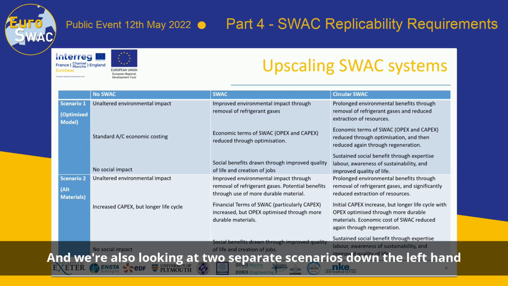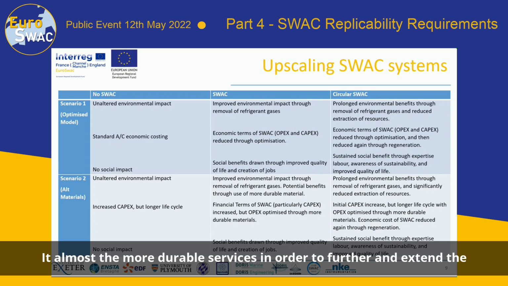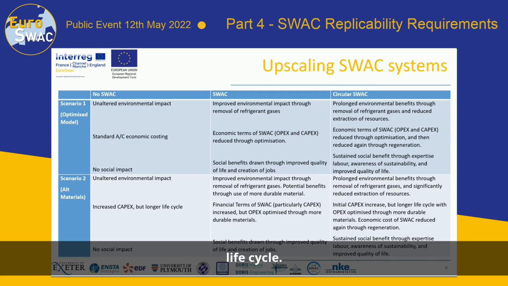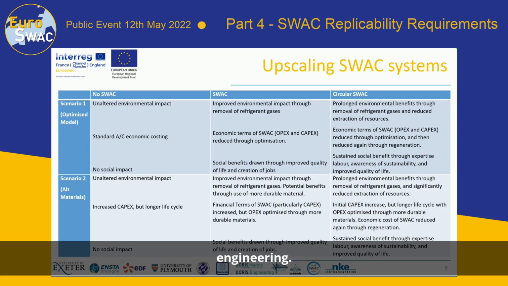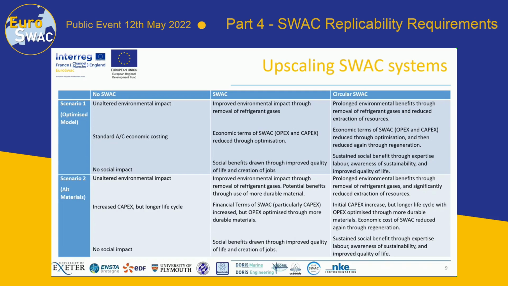And we're also looking at 2 separate scenarios down the left-hand side, where we're looking at the optimized model, which Ola is working on. And then on the bottom scenario, we're looking at alternative materials. We may swap out a couple of materials in the SWAC system for more durable alternatives, in order to further extend the life cycle. So basically battling against the short terms which you may encounter in engineering, and seeing how we can again extend that life cycle.